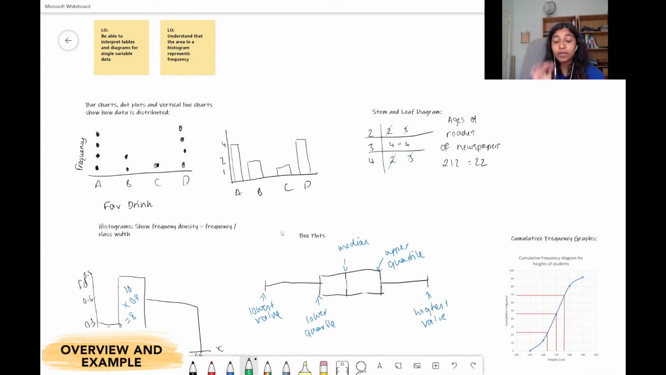For a histogram, you can easily find your frequency just using the area of your chart. Box plots are really good for showing your median, lower quartile, and upper quartile, and so are cumulative frequency graphs. So that's everything you need to really know about the different ways to display data. Let's try a question quickly to see if you can use this information we've just gone through.